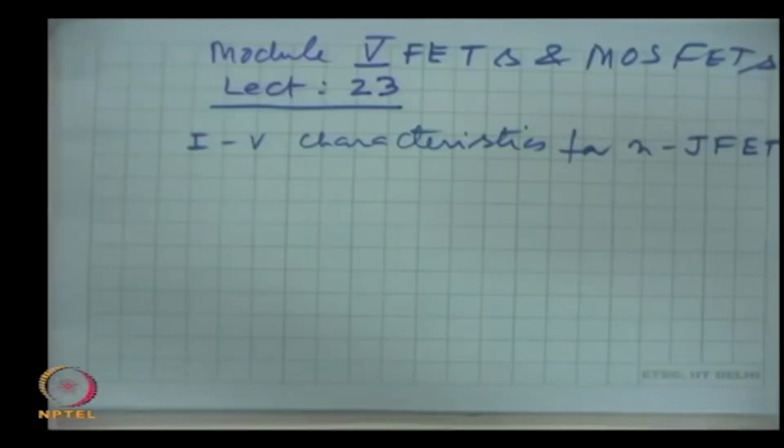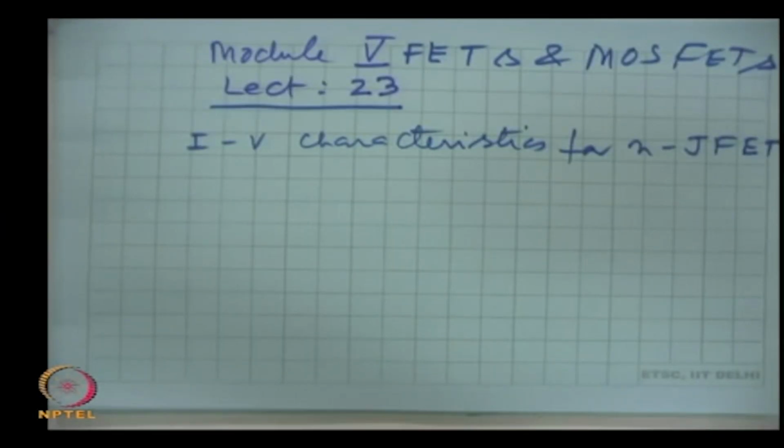In the previous lecture we studied the working and fabrication of a junction field effect transistor, and we continue the investigations. For any electronic device, one of the most important characteristics is the current voltage characteristics of the device. So, we take the IV characteristics for an N type JFET.